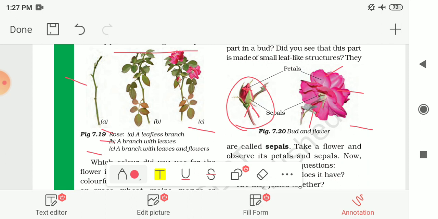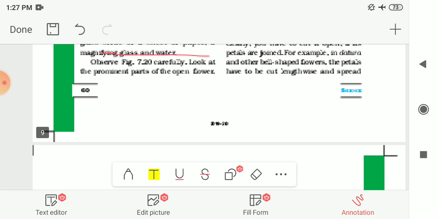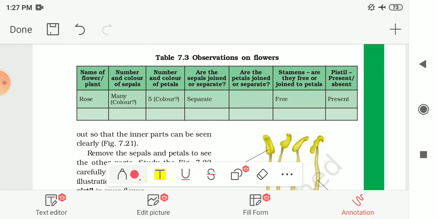So you have to add this observation in that table, and right now you do not have to fill the last two columns. Let me see this table. Right now you do not have to fill these two columns, that is stamens and pistil. What these parts are, we will study later. Other than that, you have to fill in the other information.